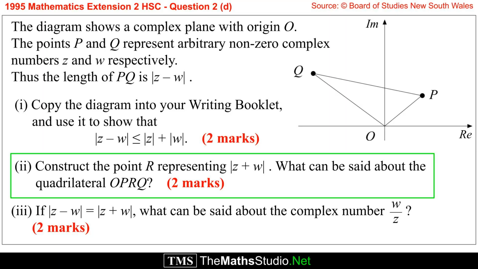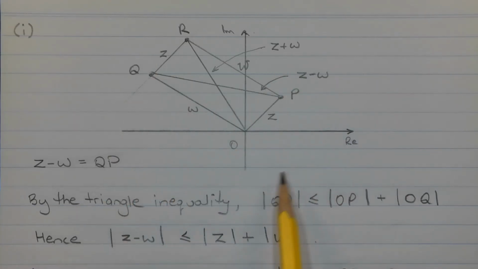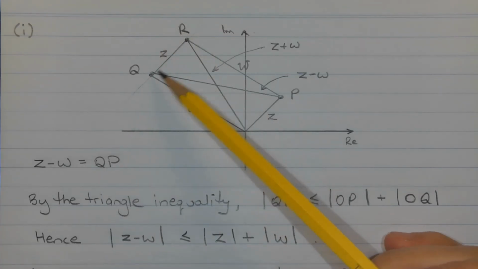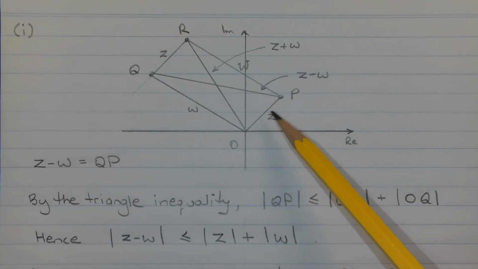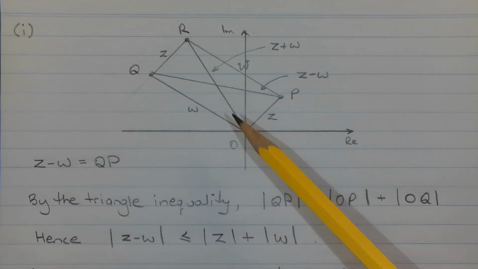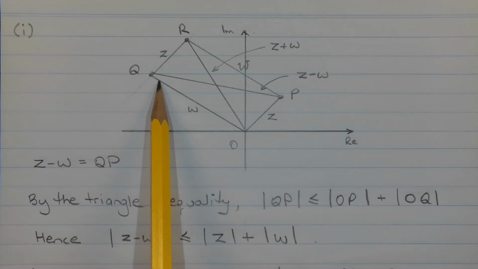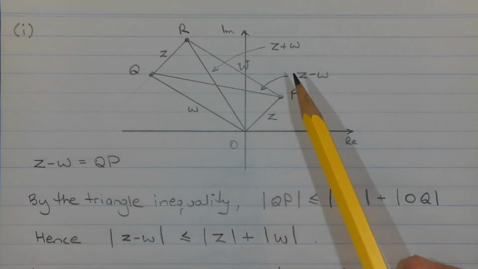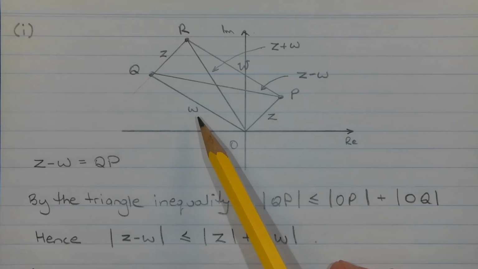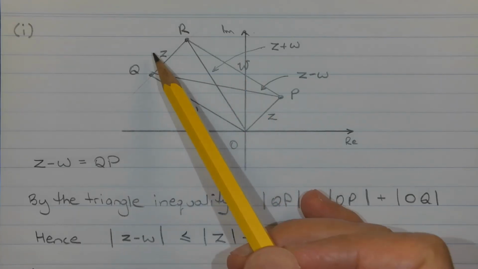Part 2. Construct the point R representing mod Z plus W. What can be said about the quadrilateral OPRQ? On the diagram in Part 1, I've constructed interval QR, which is parallel to interval OP and also equal in length to interval OP. So we can say that QR is equal to OP, which equals Z. And I've also constructed interval PR, which is parallel to interval OQ and also equal in length to interval OQ. So we can say that PR equals OQ, which equals W, and I've marked these sides accordingly.